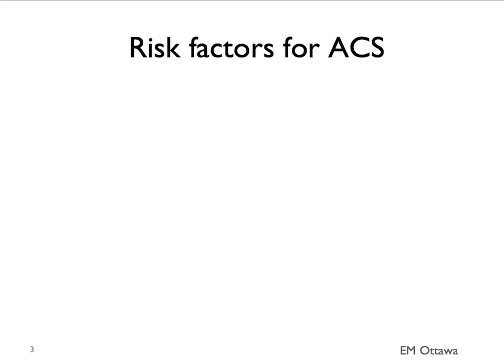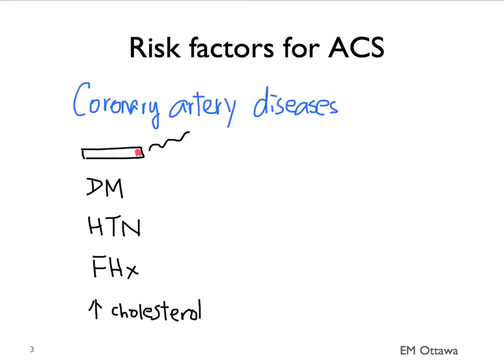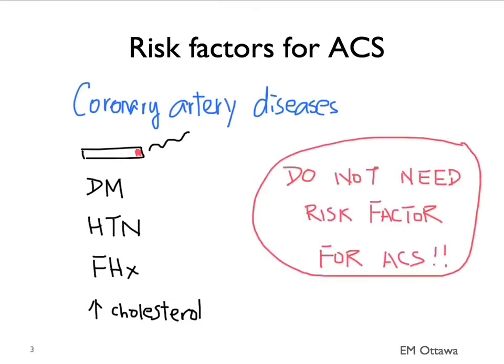There are some main risk factors for developing acute coronary syndrome. These are the risk factors for developing coronary artery disease in general. They include smoking, diabetes, hypertension, family history of coronary artery disease, particularly if younger people are affected. It also includes high cholesterol. Even though the risk factors increase the chance of coronary artery disease, you do not need to have any of these risk factors to have an acute coronary syndrome. This is important. Let's go through the different parts of the presentation.